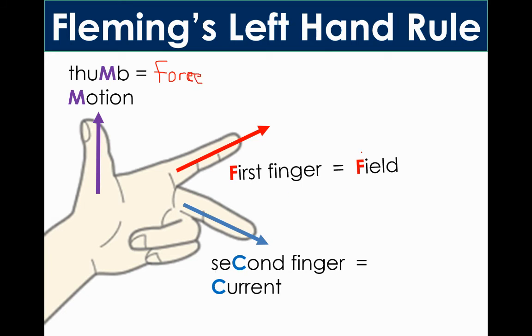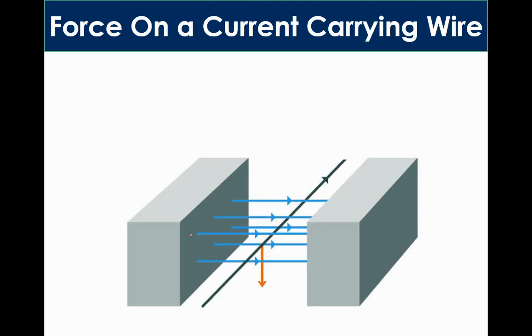The first finger is the magnetic field, which is north to south. So this is north and this is south here. And the second finger is the current, which is positive to negative. Current goes positive to negative. And remember that if we have a battery, this is positive and this is negative. So let's look at a couple of examples for this.